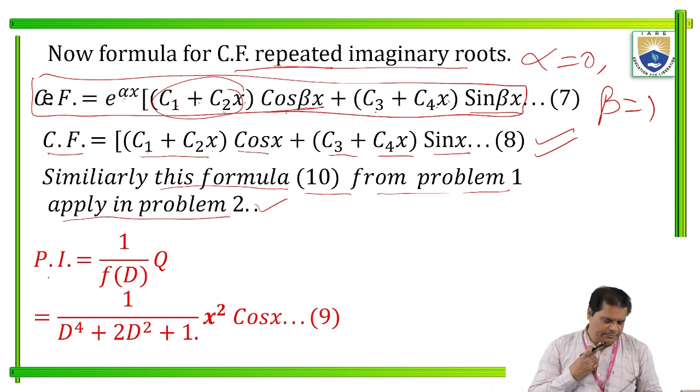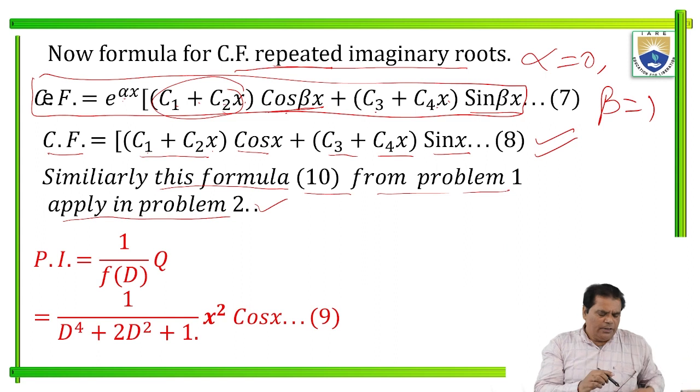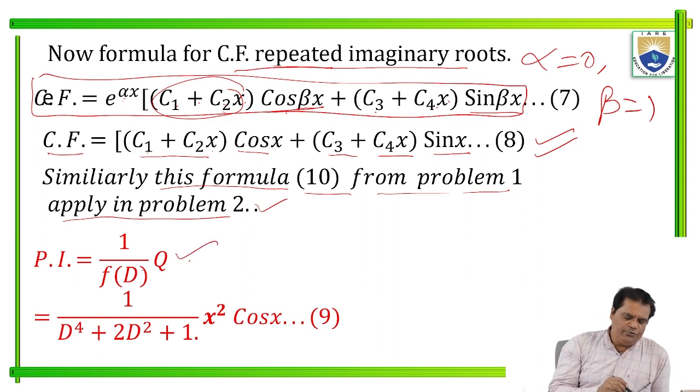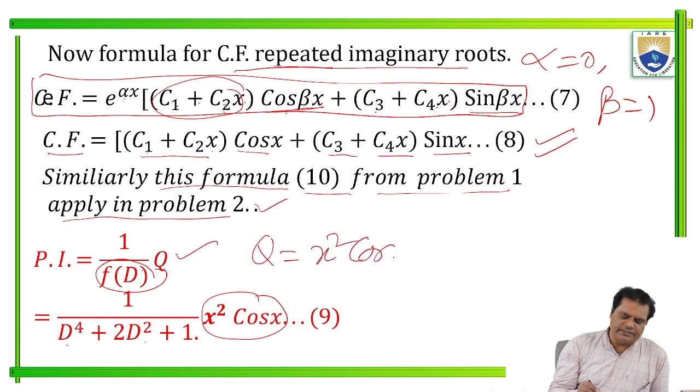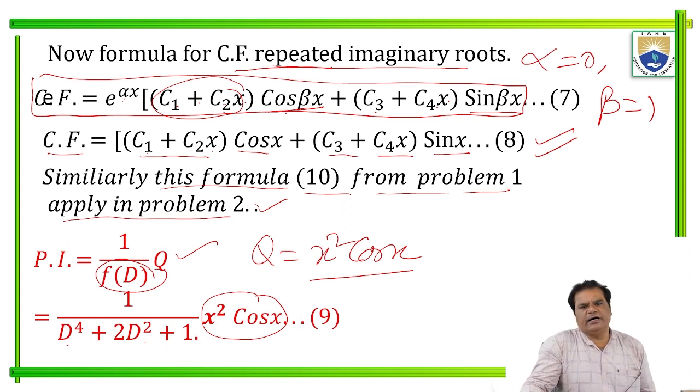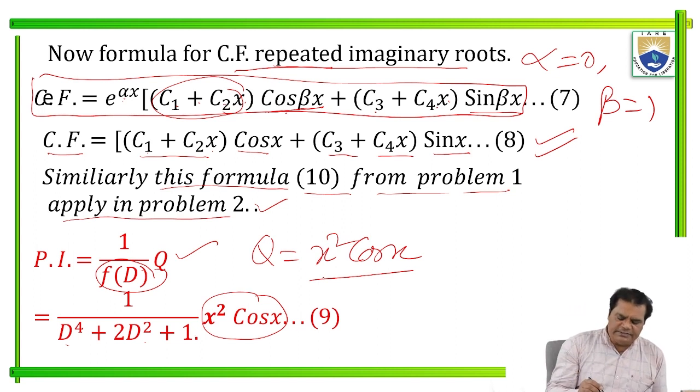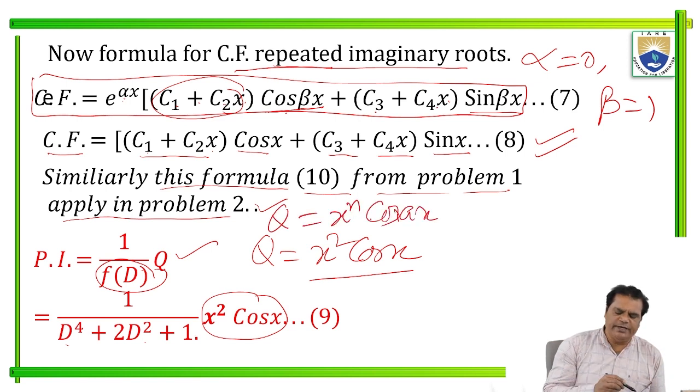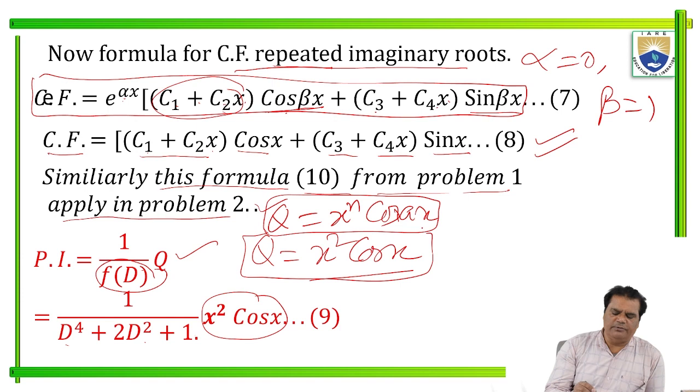So the particular integral: PI equals 1 upon f(D) into Q, putting in the value of f(D). f(D) is D^4 + 2D^2 + 1, and Q is x^2 cos x, as given in our question. How can we find the particular integral when x^2 cos x is given? We have discussed the general problem, Q is x^n cos ax, but our question is this specific problem.